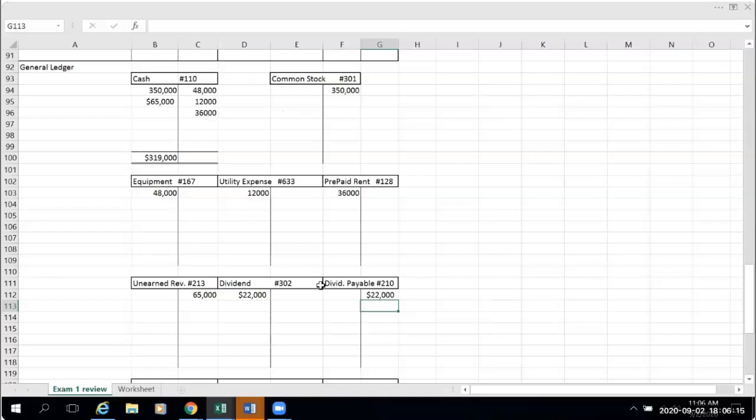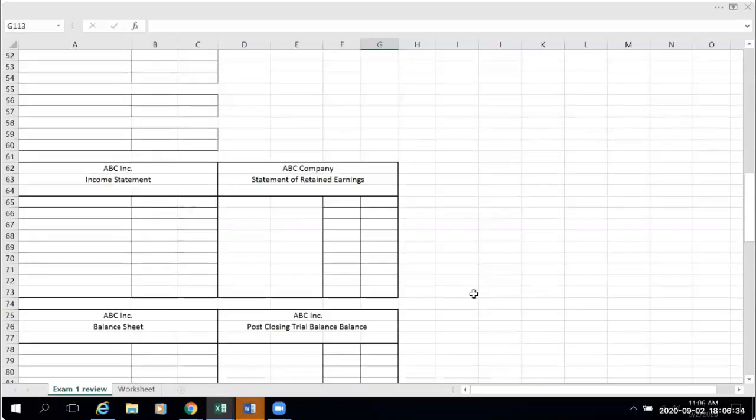So if I tell you how much cash you have, you look in the general ledger in the cash T account and you tell me that's $319,000 cash we have. And for every other account, if I ask how much money you have, it will show you right there. Okay.